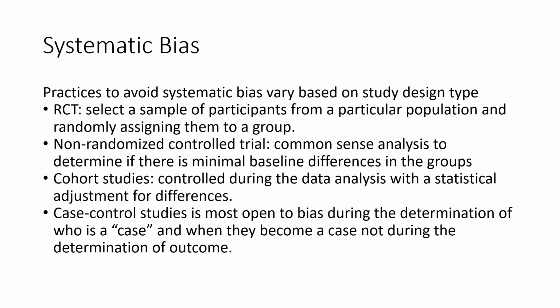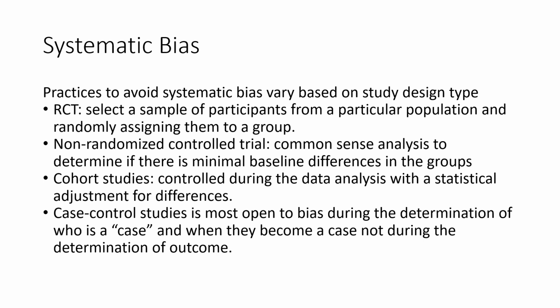So there are practices to avoid systematic bias, and they vary based on the study design type. The study design that's the least prone to systematic bias is the randomized control trial, because you're selecting your group of participants from a particular population, and then you're randomly assigning them to a group. So you don't have a chance to be systematically biased because it's all random. Whereas in a non-randomized controlled trial, you're trying to make a common sense analysis to determine if the groups are as similar as possible.